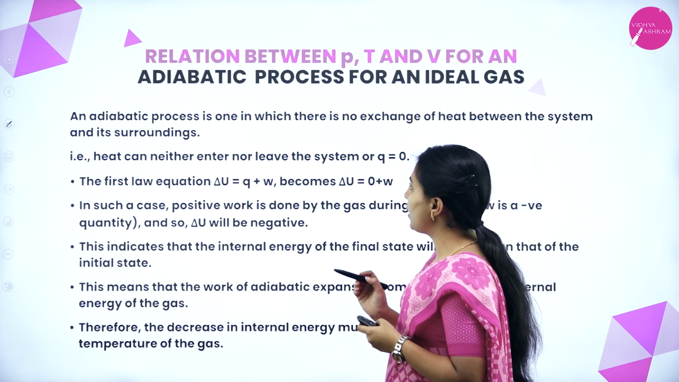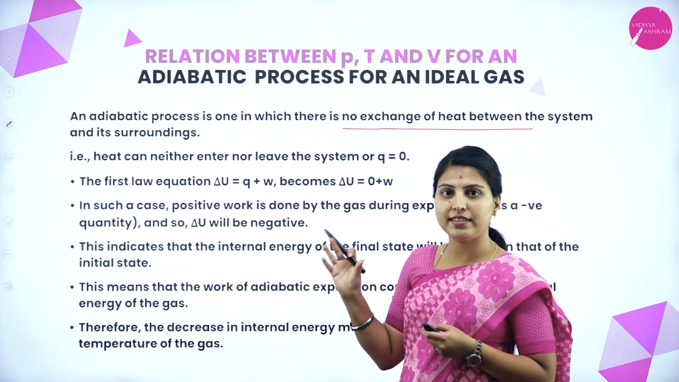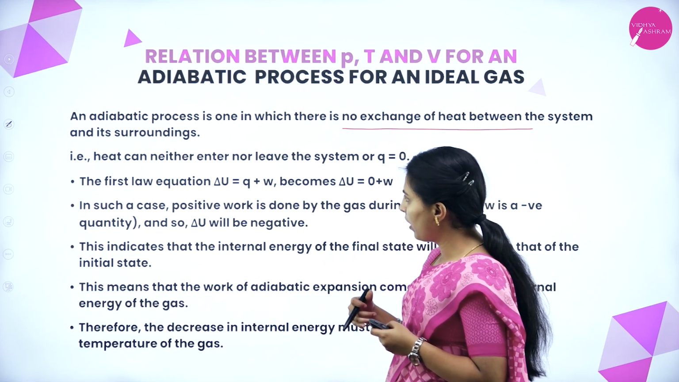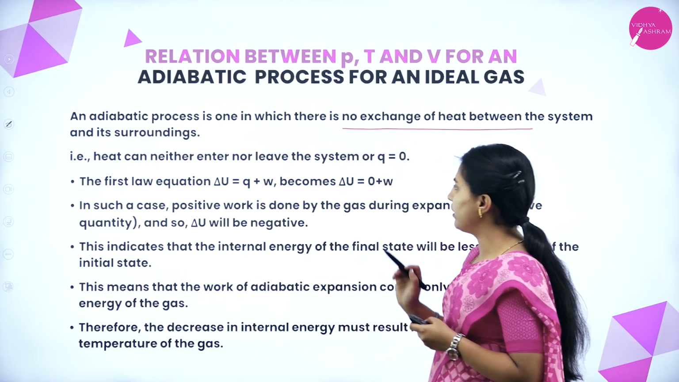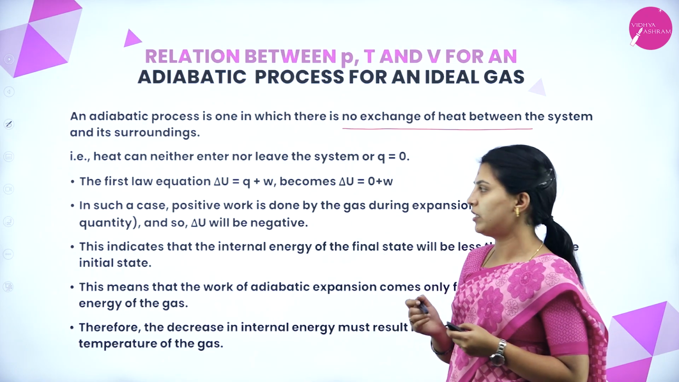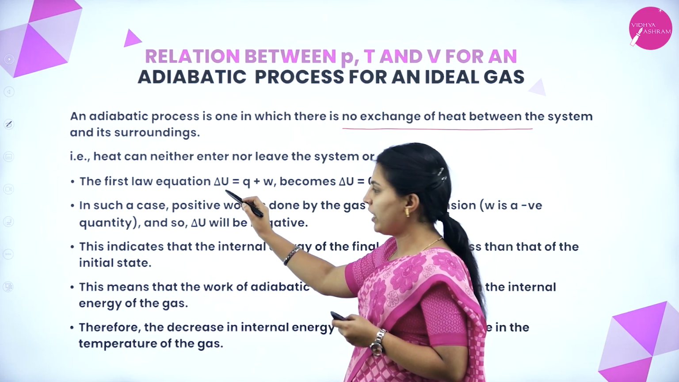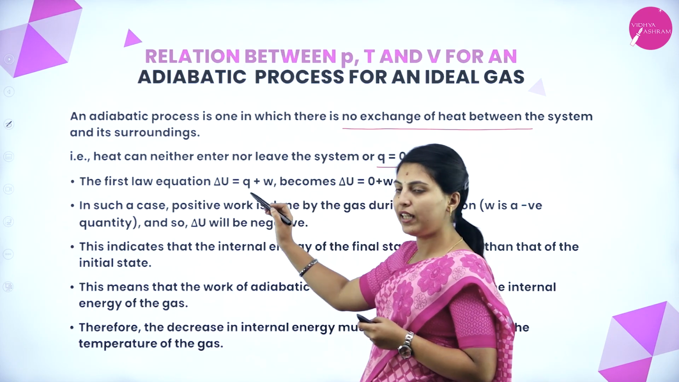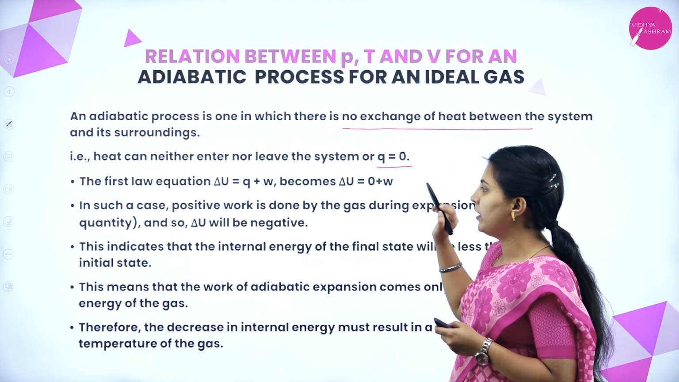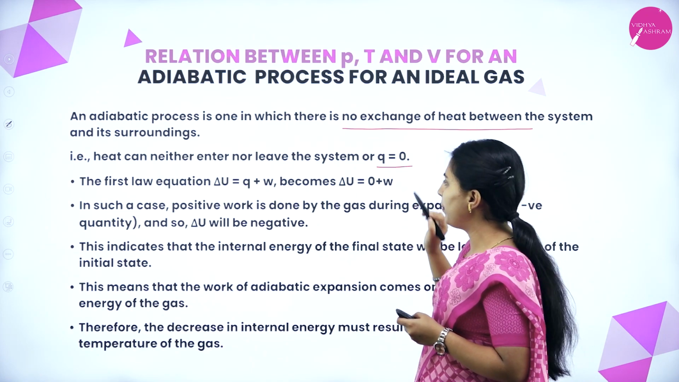An adiabatic process is one in which there is no exchange of heat between the system and its surroundings. This is the adiabatic process where no heat will be exchanged between system and surrounding. Heat can neither enter nor leave the system. So, Q equal to 0. The first law equation, delta U equal to Q plus W, that is heat plus work done, becomes delta U equal to 0 plus W, because Q will be equal to 0.